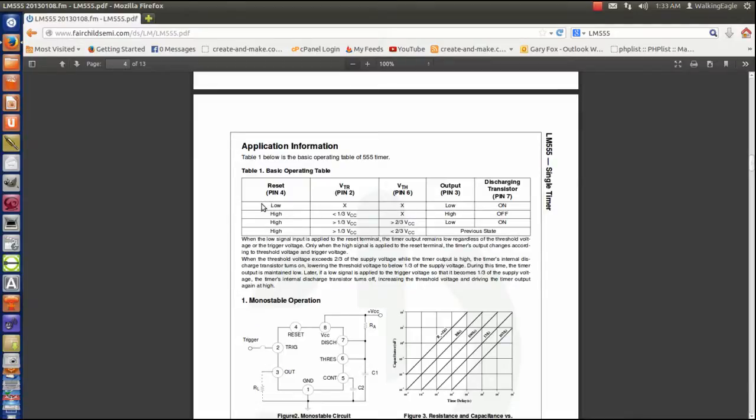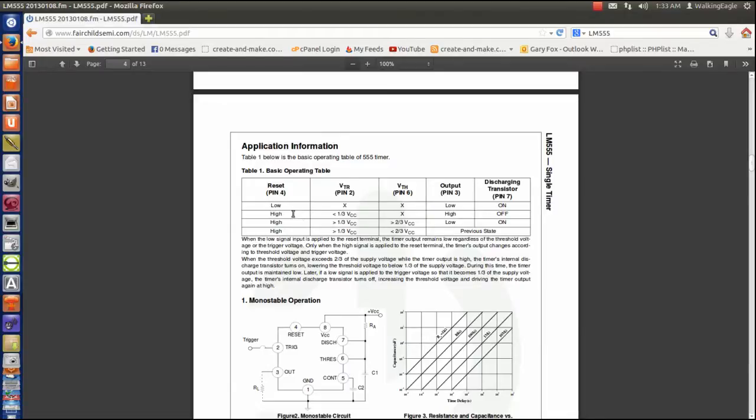The reset pin, if it goes low, then it says it doesn't matter what the threshold or the trigger pin do. So it's always going to stay at a low output, and the discharge transistor is going to be on. So reset basically is an override button. It says while reset is low, nothing's going to happen. And that's the usual purpose of a reset on a flip-flop: its purpose is to turn the flip-flop off in its reset condition.